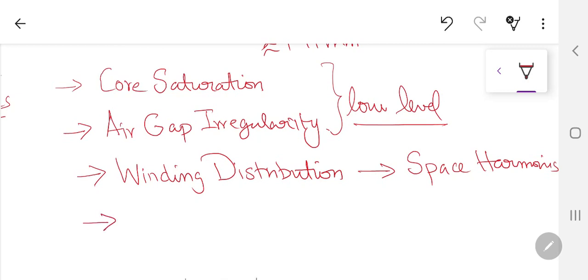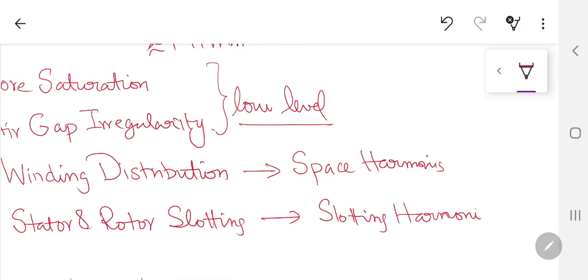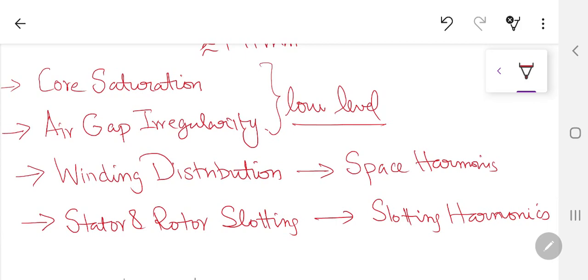The fourth one, which I will most probably be discussing in the next lecture, or maybe the C part of this lecture, is because of the stator and rotor slotting. This is very important, and these are called the slotting harmonics. Now what I mean by stator and rotor slotting: I just told you that the air gap may be uniform from the design and manufacturing point of view, but the air gap always has an irregularity because there is a stator slot over there. There is going to be an opening of each stator slot and also a rotor slot opening. So there is going to be an irregularity.